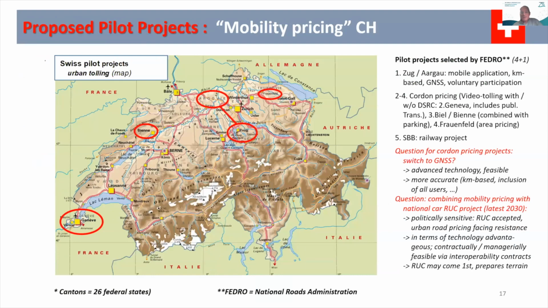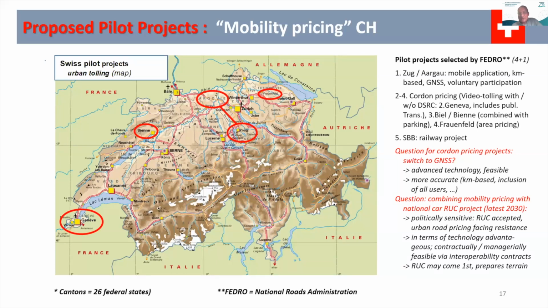So this is once again the map. You see 4 projects. This is a combined project of 2 cantons. For the time being, we have cordon pricing projects in Geneva, Bienne here, and in Frauenfeld. So it's video tolling with NPR proposed, but we have already proposed, why don't you consider satellite-based tolling? Because the pilot projects maybe will not come before 2026, so the technology will have evolved so much. Satellite-based tolling, we have already pilot projects in Europe.